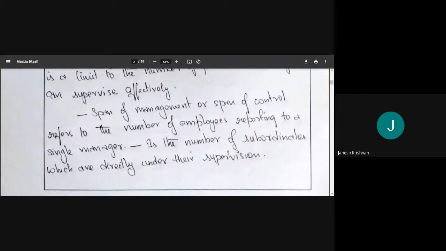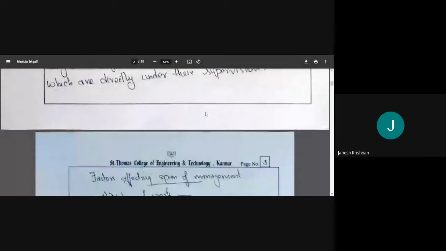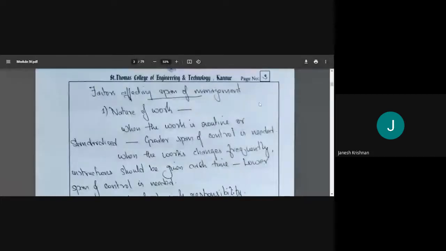If it is a wide span of management, more employees will be reporting to a single manager. If it is narrow, fewer employees will be reporting to a single manager. So basically, how many employees are under one manager? That's the span of management. That will determine the number of levels. So what are the factors affecting span of management? The first one is the nature of the work. When the work is routine or standardized, we have a greater span of control. When the work changes frequently and instructions should be given each time, a lower span of control is needed.